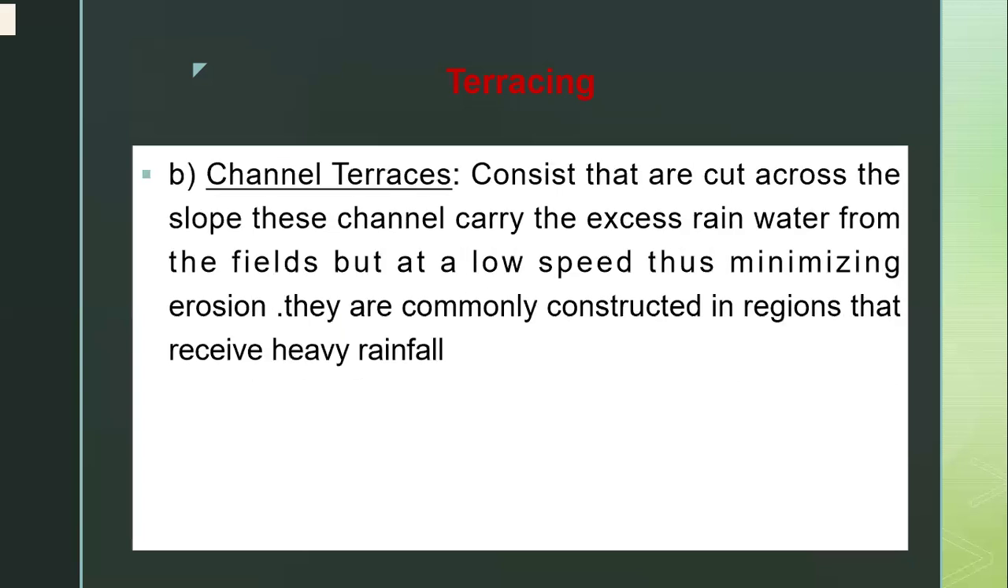The second one is the channel terraces. These consist of cut-downs, a kind of terrace that is cut across the slope. These channels carry the excess rainwater from the fields, but at a low speed, thus minimizing the erosion. So these channel terraces are there to minimize the erosion of the land or slope. They are commonly built in regions that receive heavy rainfall.